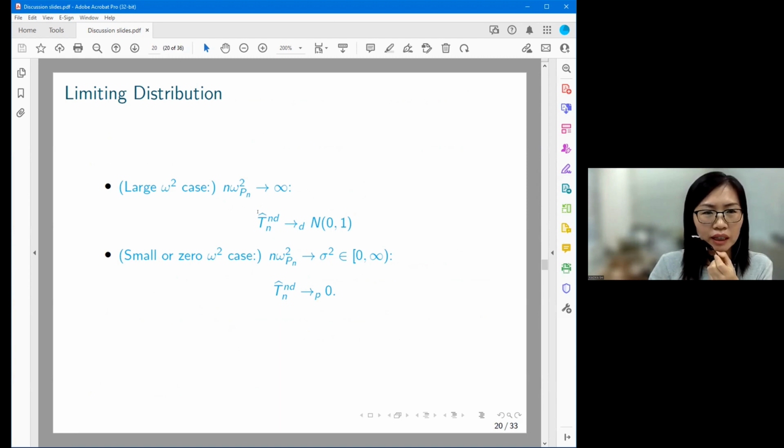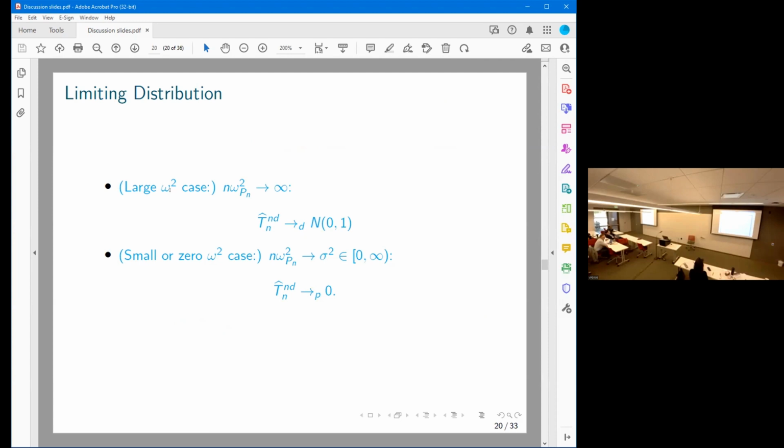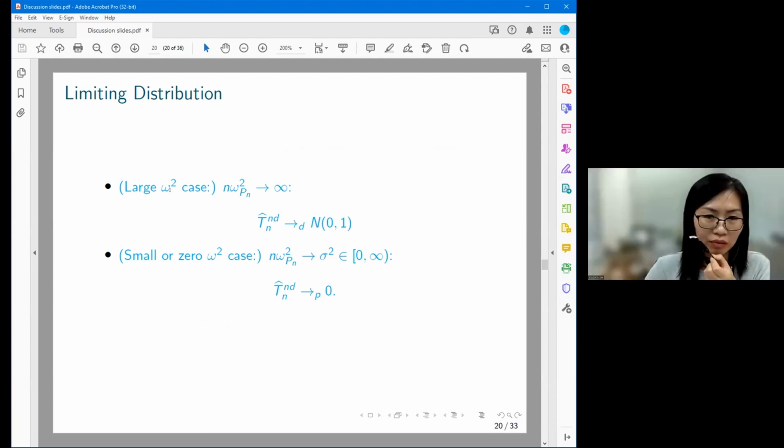This non-degenerate test statistic is going to be close to standard normal when the variance of the log density ratio is positive. That's when the true data distribution is very far from both models. Then this test statistic is asymptotically standard normal under the null hypothesis. And in other cases, when the true distribution is close to the two models or in both models, then T hat ND, this non-degenerate test statistic, will be close to 0.